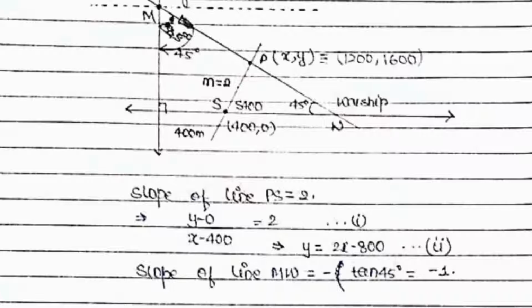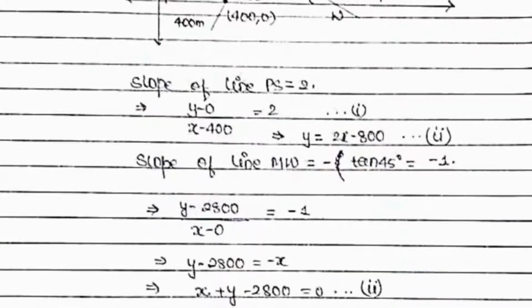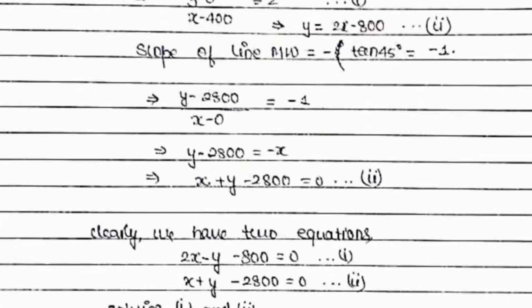So the slope of the line PS is given to us as 2 from the question. Therefore we can write it as (y minus 0) upon (x minus 400) equals 2, and solving the equation further, we get y equals 2x minus 800. Now the slope of line MN equals minus tan 45, which equals minus 1. Now we can write it as (y minus 2800) upon (x minus 0) equals minus 1. Therefore, x plus y minus 2800 equals 0. This is the second equation.